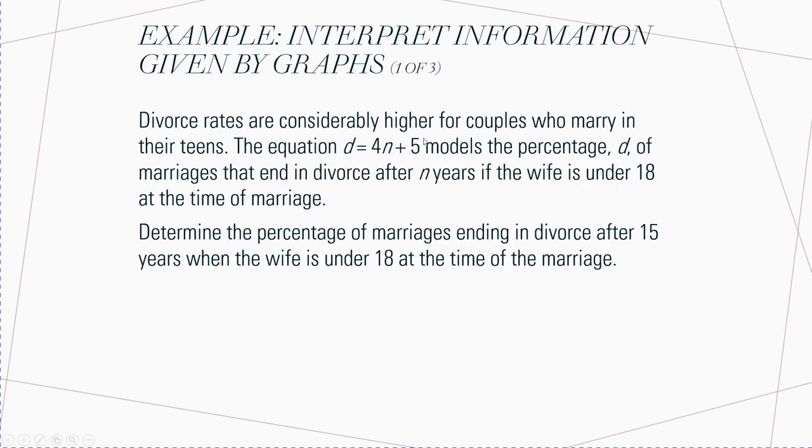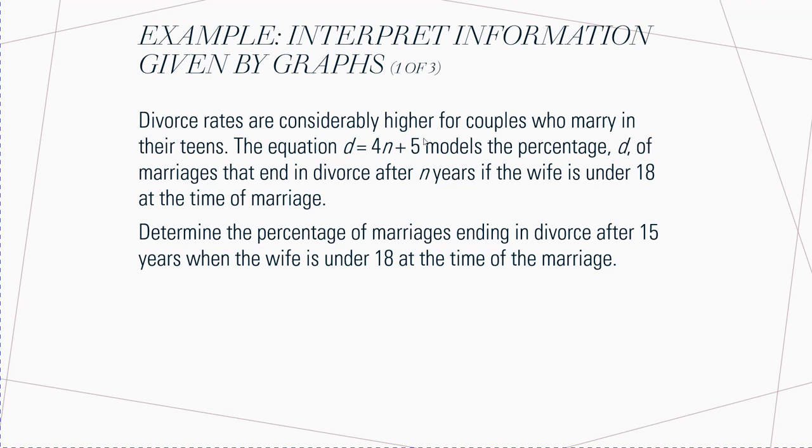All right, let's end just by talking about a quick application problem here. Divorce rates are considerably higher for couples who marry in their teens, unfortunately. The equation D is equal to 4n plus 5 models the percentage D of marriages that end in divorce after n years if the wife is under 18 at the time of marriage.